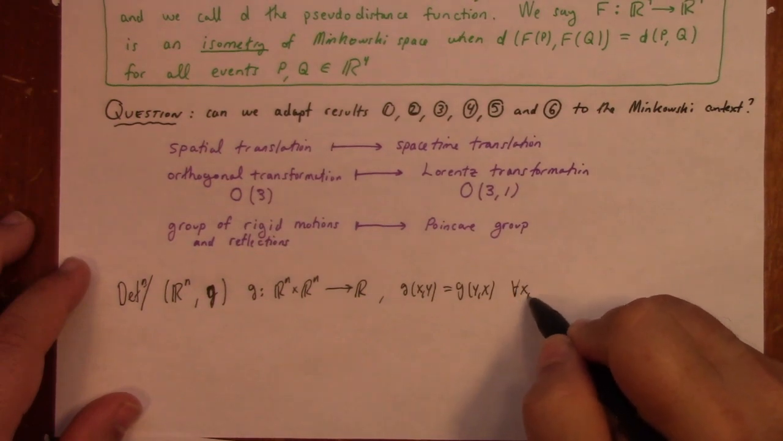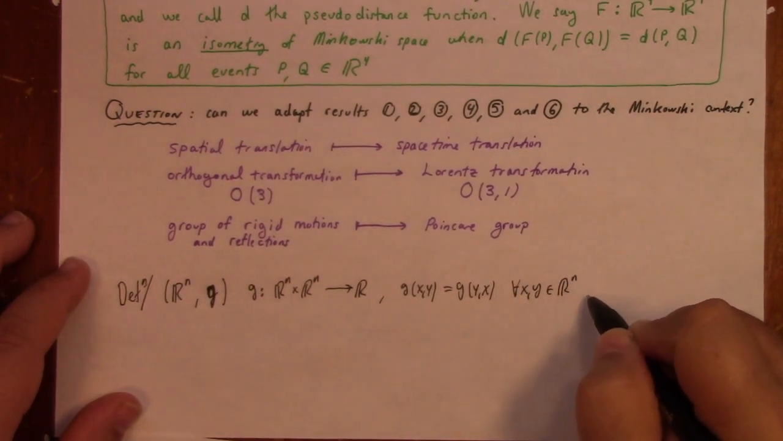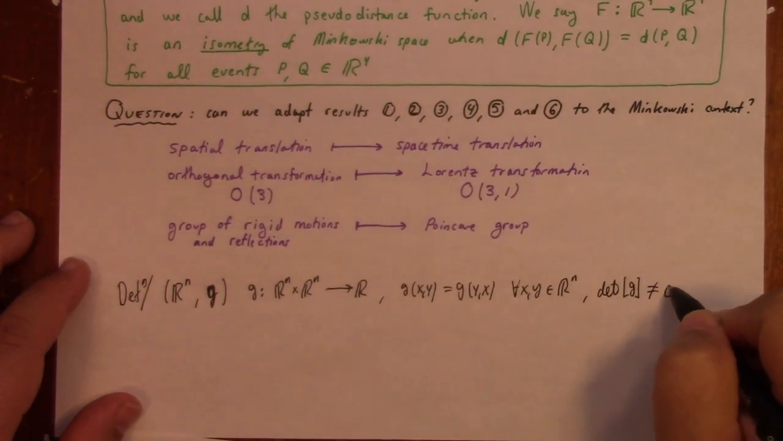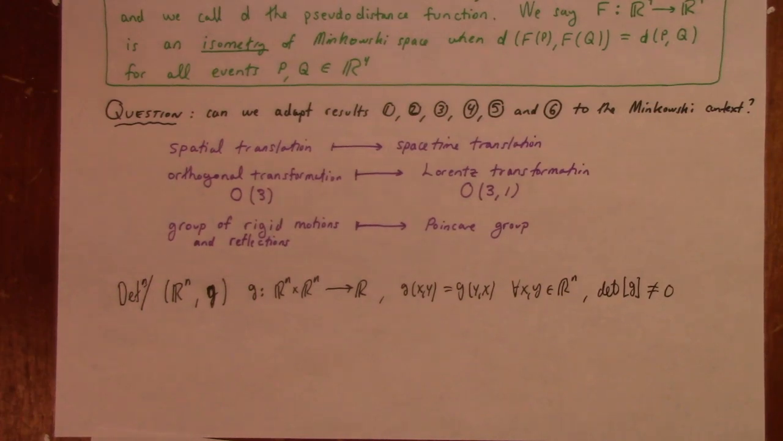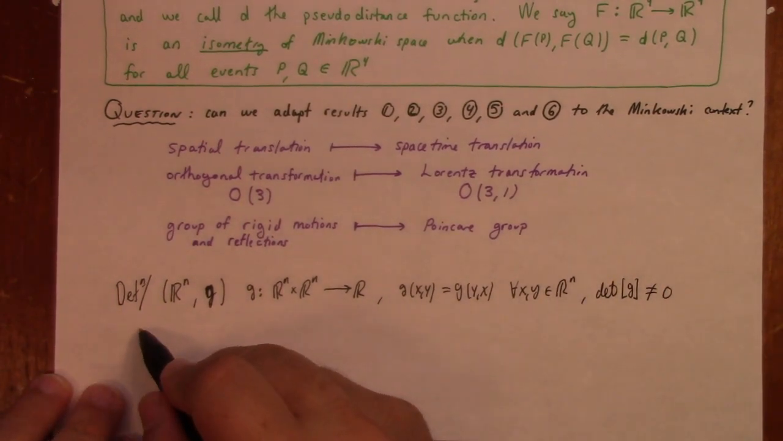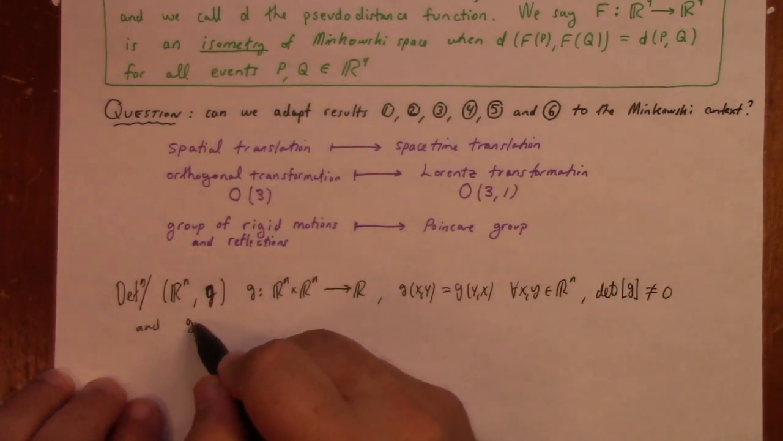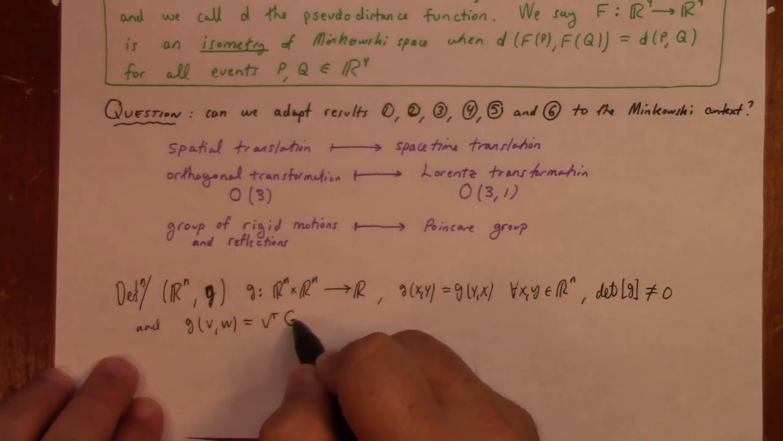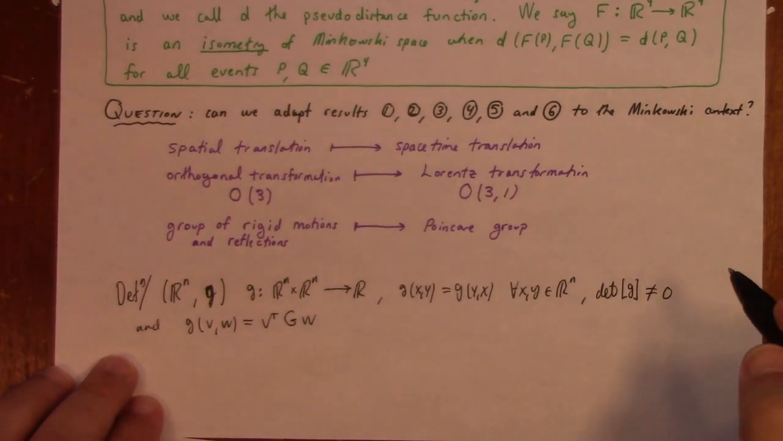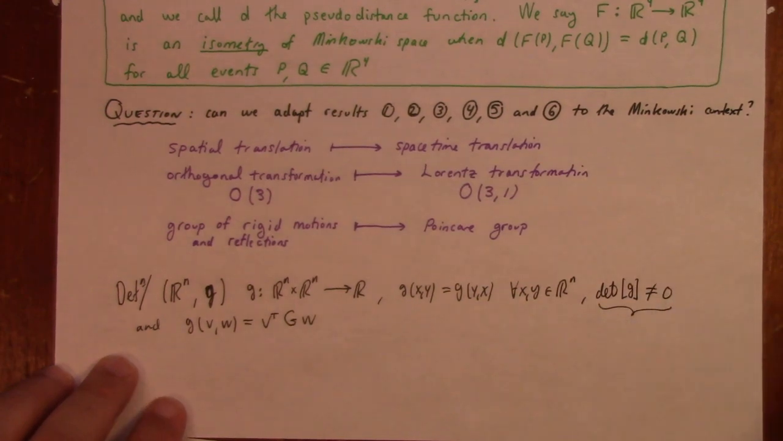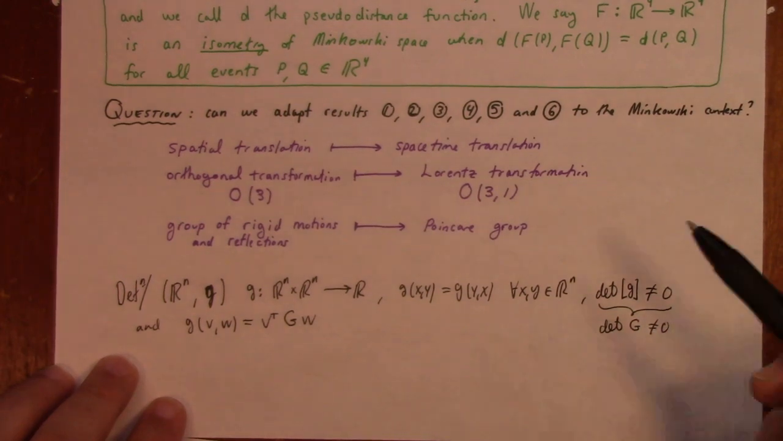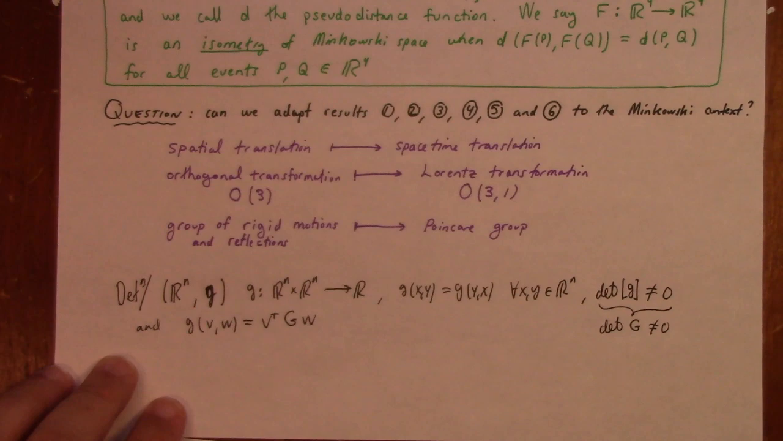for all x, y in R^n, and we also have that the determinant of the matrix of G is not equal to 0. So it's symmetric, and also, my bad, G of v comma w equals v transpose big G w. So this determinant of G I could rewrite as determinant of big G not equal to 0. In other words, big G is the matrix of the metric here.